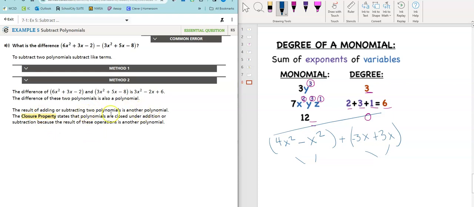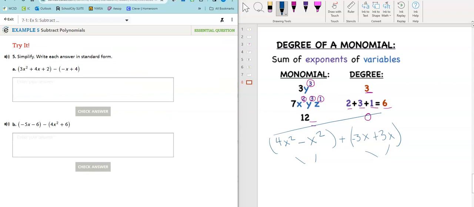The result of adding these together, the closure property states that polynomials are closed under addition or subtraction because the result of these is another polynomial. So go ahead and try to simplify these in standard form as well.